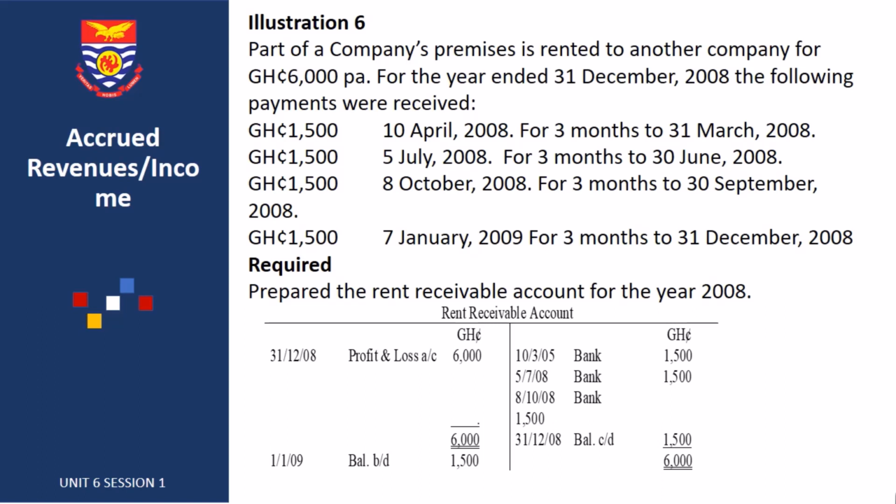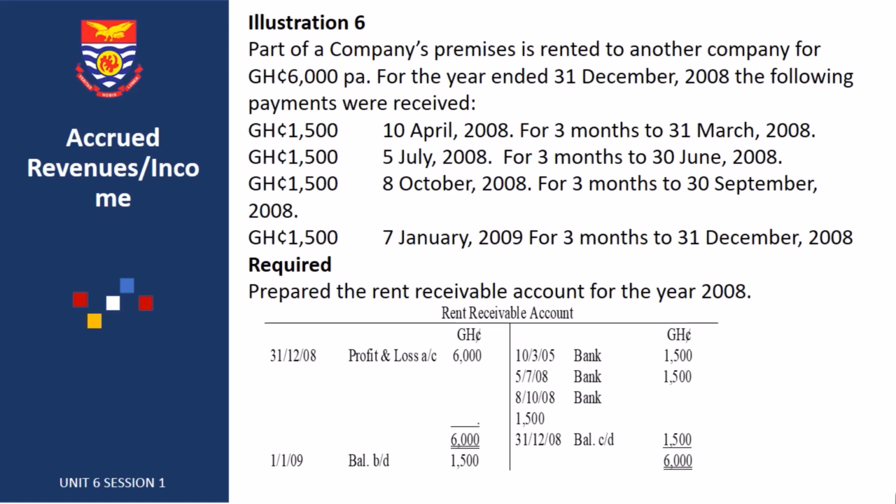1,500 cedis 10th April 2008 for 3 months to 31st March 2008. 1,500 cedis 5th July 2008 for 3 months to 30th June 2008. 1,500 cedis 8th October 2008 for 3 months to 30th September 2008. And 1,500 cedis 7th January 2009 for 3 months to 31st December 2008. Required, prepare the rent receivable account for the year 2008.